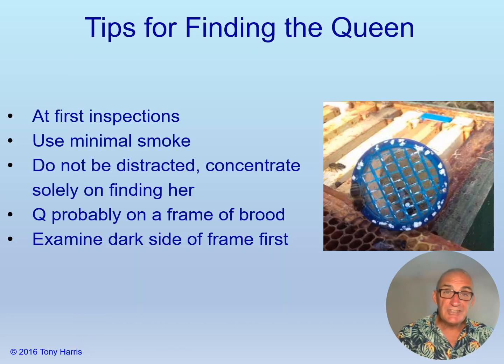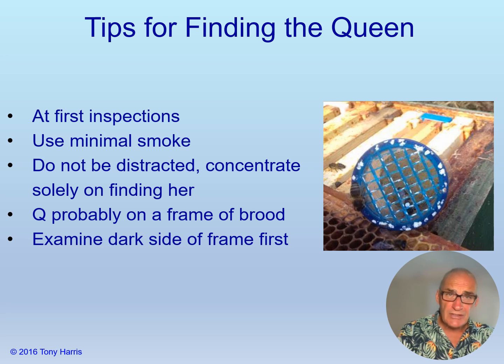Here are some tips to help you find the queen. Look for the queen specifically at the first inspection in spring, when there are fewer bees in the hive. Approach the hive quietly and use minimal smoke, as too much smoke will excite the bees, and the queen in particular will be running around the comb like mad, making her difficult to find. We want her quietly laying eggs on a frame of brood. Do not be distracted by anything else in the hive and concentrate solely on finding her.